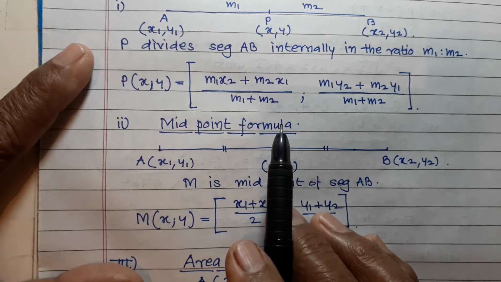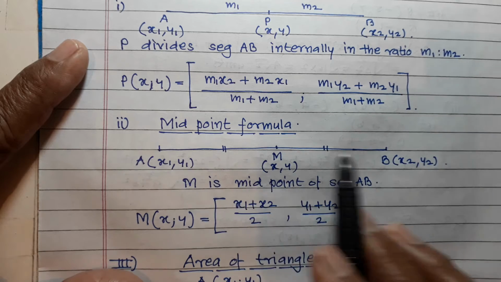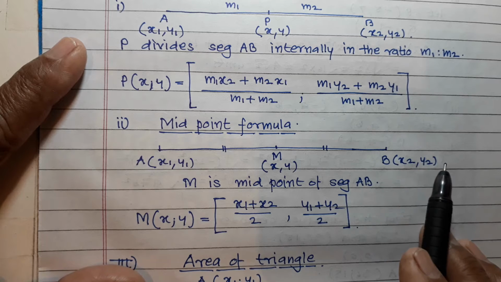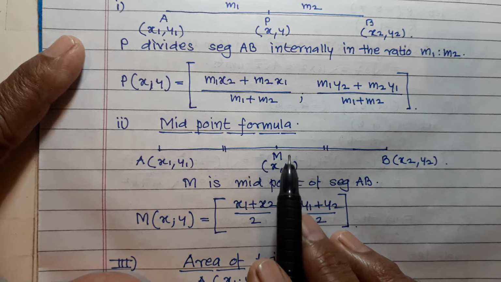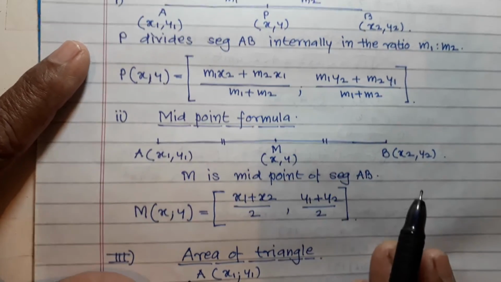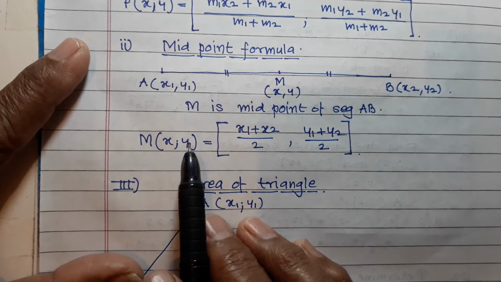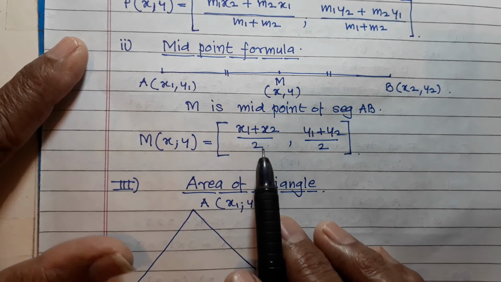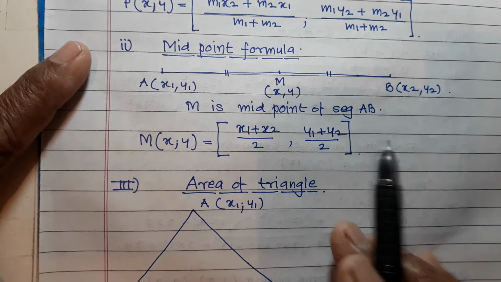Then midpoint formula. Suppose this is segment AB, M is the midpoint of segment AB, and A is (x1, y1), B is (x2, y2). Suppose M is the midpoint having coordinates (x, y). Then you can find the coordinates of the midpoint using the section formula. Therefore, the coordinates of point M (x, y) are ((x1 plus x2) upon 2, (y1 plus y2) upon 2).